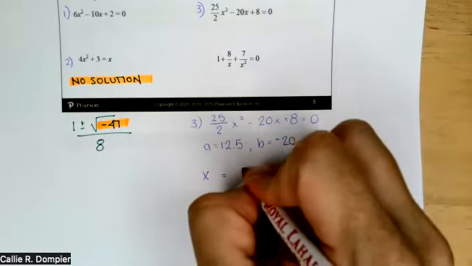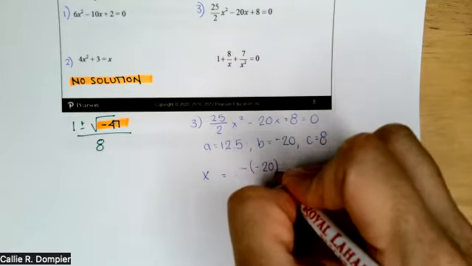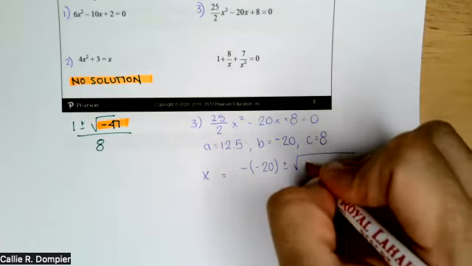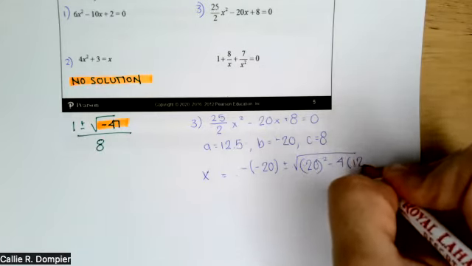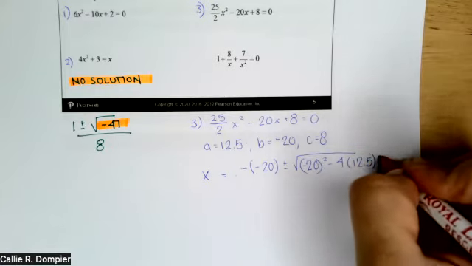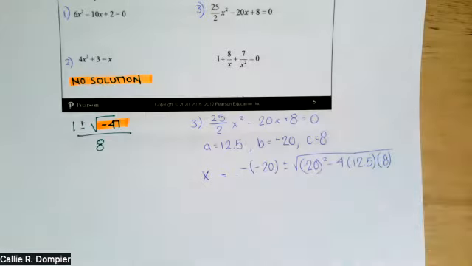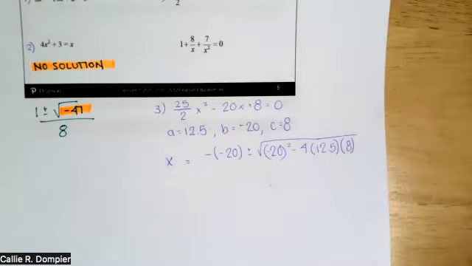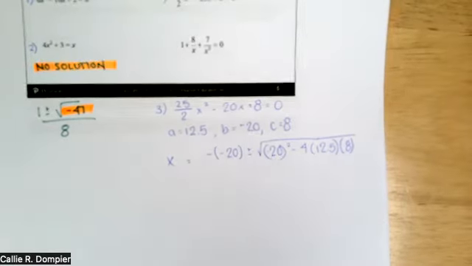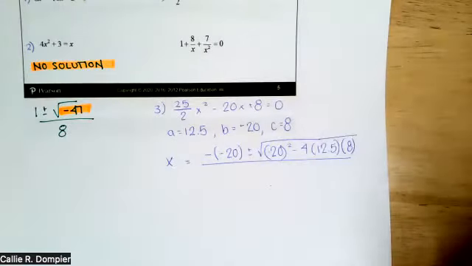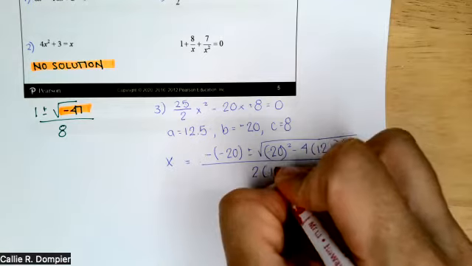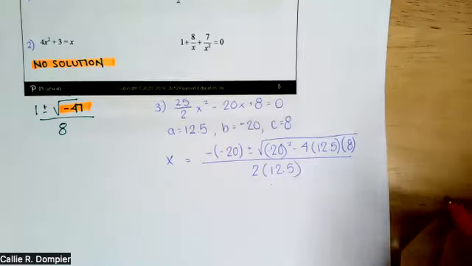X is equal to negative 20 plus or minus the square root of, negative 20 squared minus 4 times 12.5 times 8. That's okay. All right. Thanks for telling me. And then on the bottom, you have 2 times a, and our a was 12.5. So 2 times a positive 12.5. And then we're just going to solve for that.